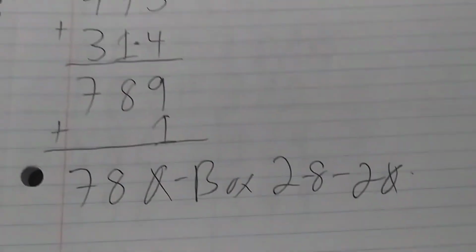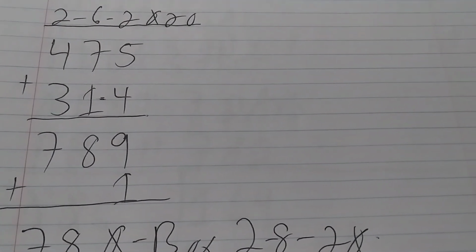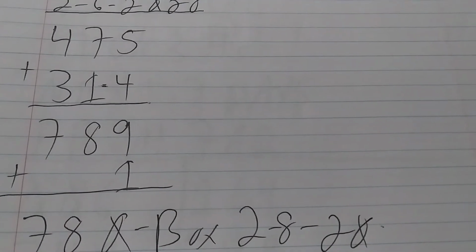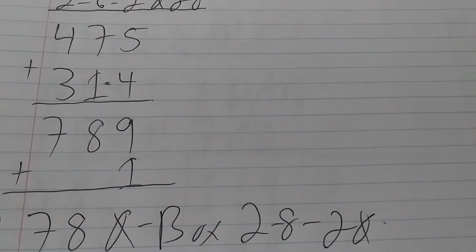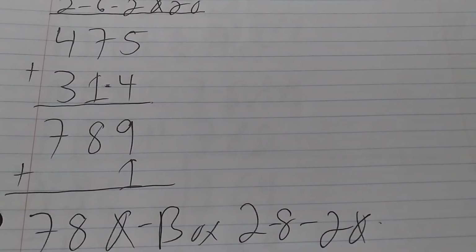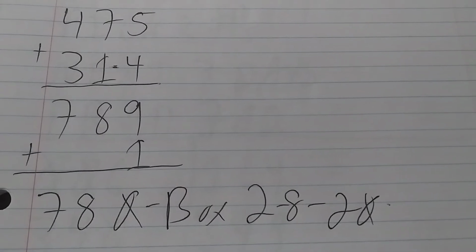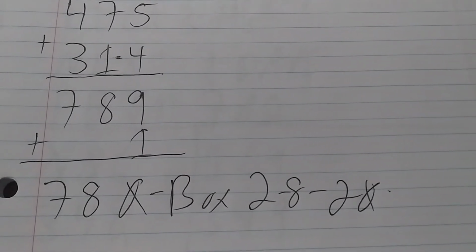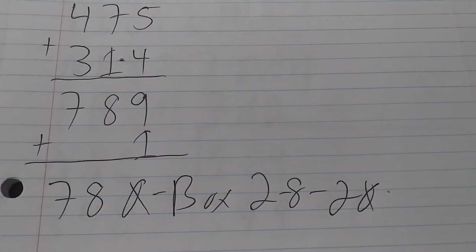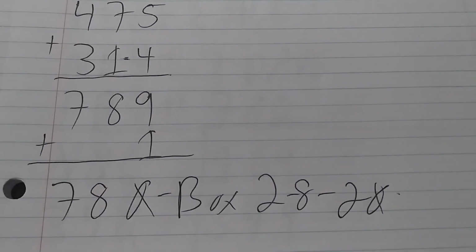Alright, and then on February 6th, he had 475 hit. I'm going to add 314, so 4 plus 3 is 7. 7 plus 1 is 8, and then 5 plus 4 is 9. You're going to add 1 to the 9, bring down 78. And that was a box hit on February 8th at 780.